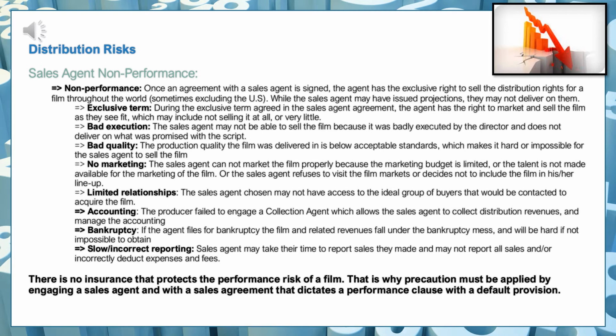The reasons for that could be, A, the movie was poorly executed, as we talked about earlier, which is not really their fault. But it could also be, if the movie is well executed, that they're not being aggressive enough or don't have the right relationships with the buyers that would buy this. So for you, it would be important as a producer or investor to make sure that you put a performance clause in the agreement with the sales agent that is connected to the sales estimates that they have issued.